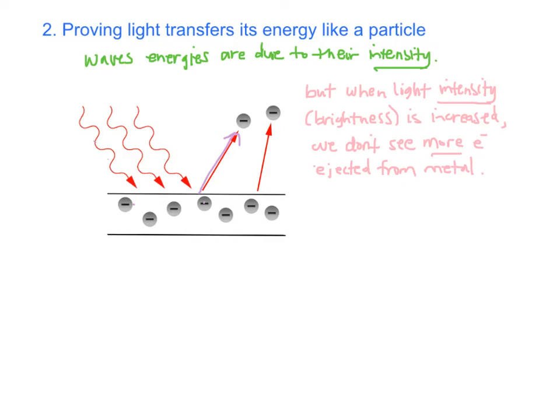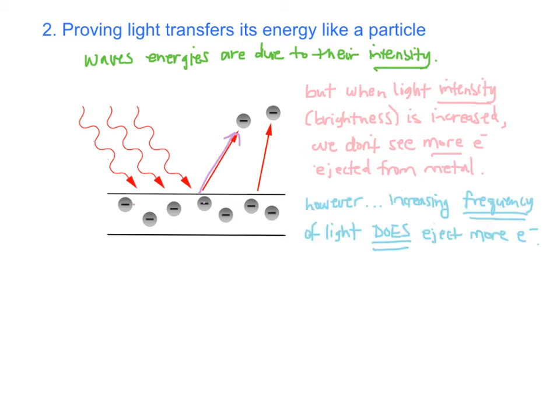But that doesn't happen. When we increase the brightness or the intensity of those rays of light, we don't see more electrons being ejected from the metal. In fact, it doesn't make any difference at all. However, if we increase the frequency of that light, making the waves happen more per second, we actually do eject more electrons. So what that tells us is that light doesn't transfer its energy to the electrons like a wave should.